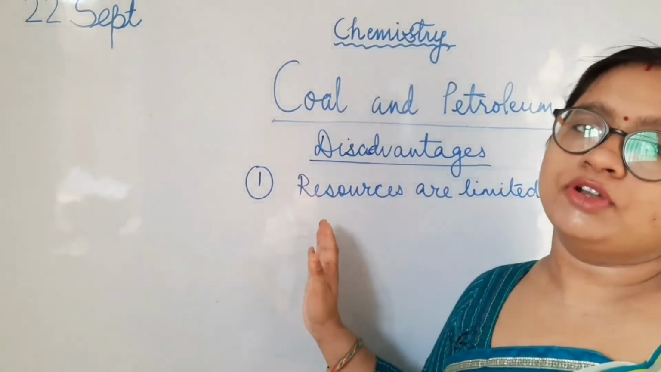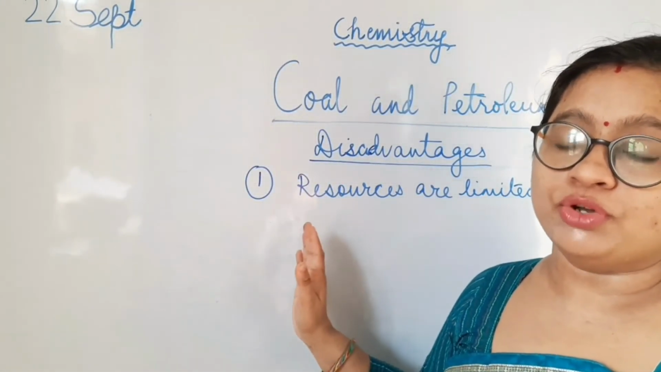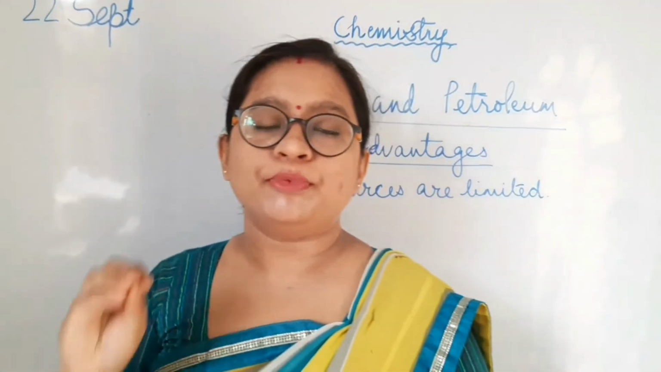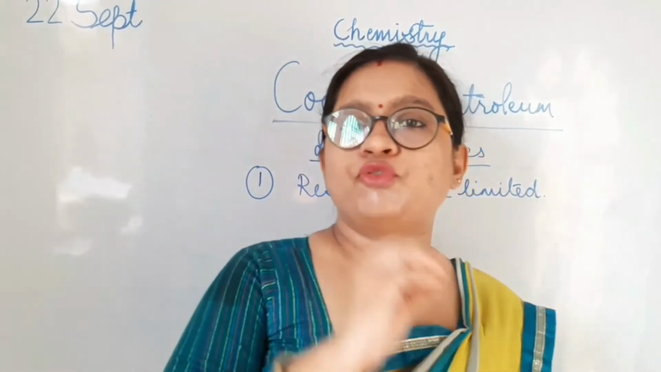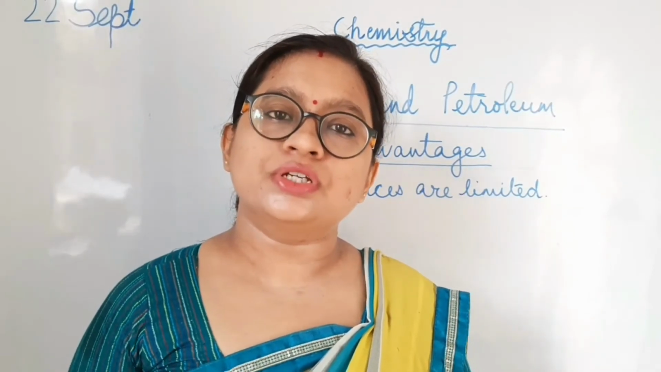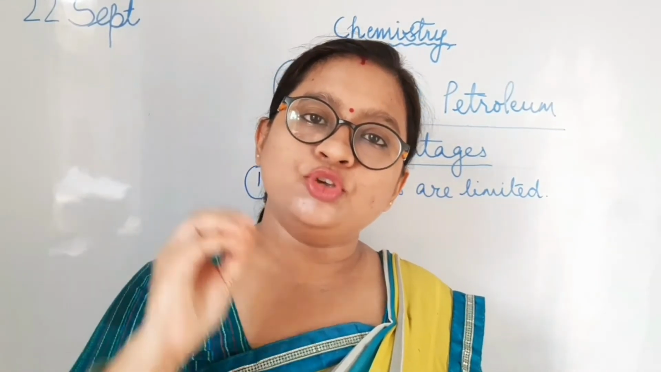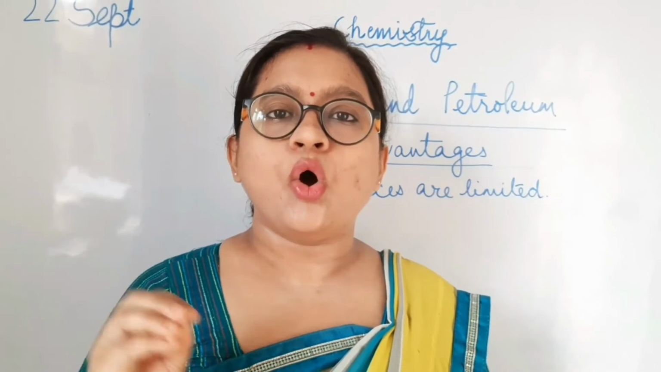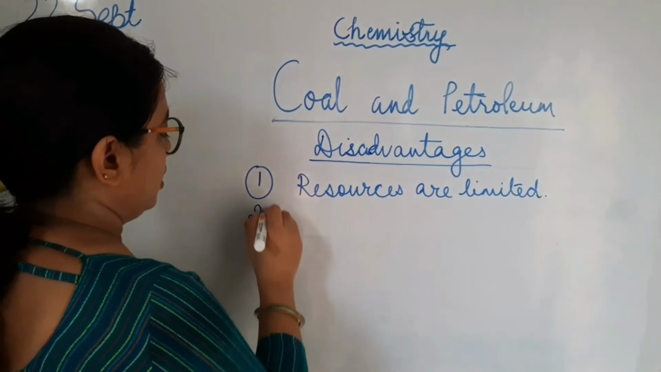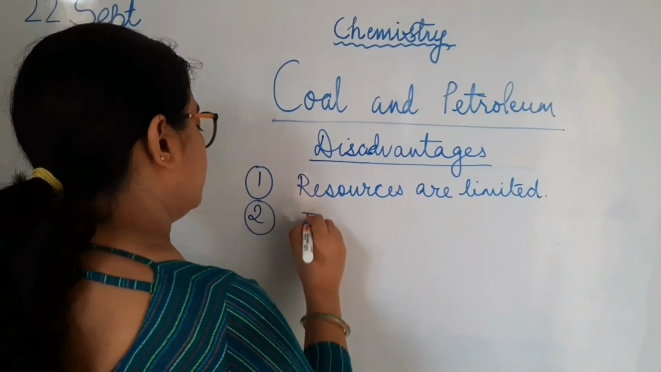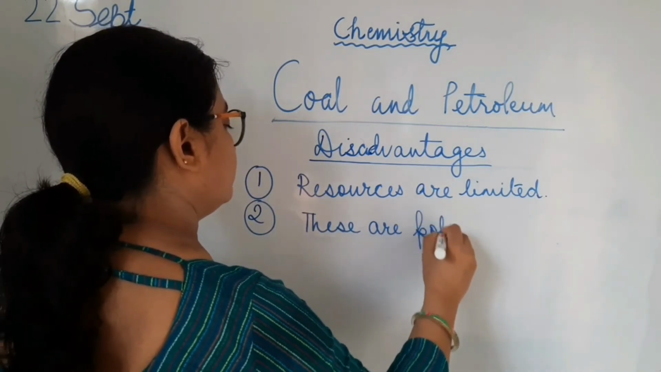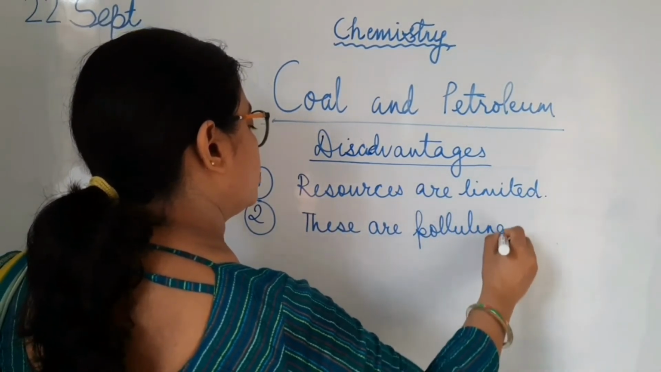Now, not only this, but another disadvantage of coal and petroleum is that they are very polluting resources. Coal and petroleum produce so much smoke that from the time they are being used, they are creating pollution. And this pollution is affecting everyone, from humans to plants, animals, and living organisms all around the world. So the next disadvantage is that these are polluting the nature.